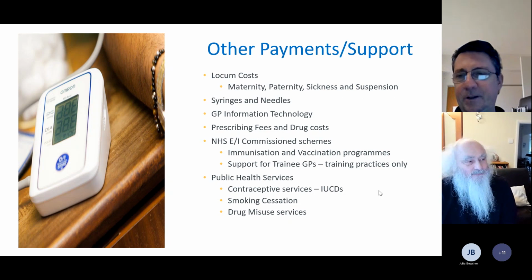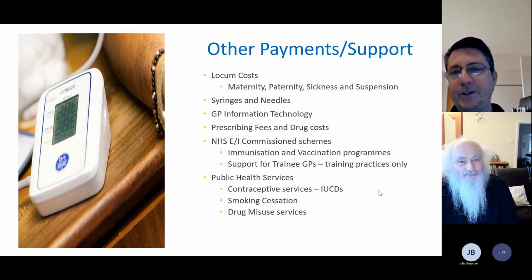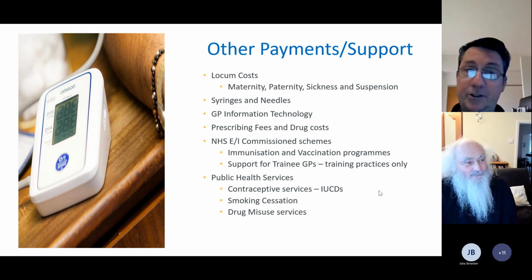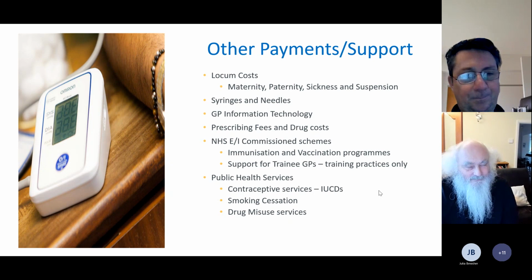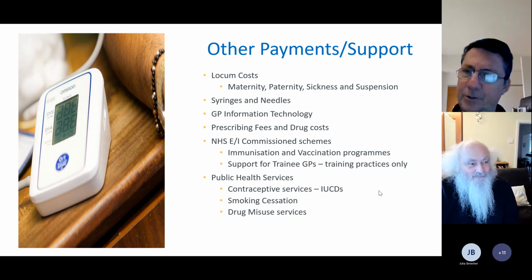But my view is that you just need constant communication with all your local GPs to try and make the best use of resources.